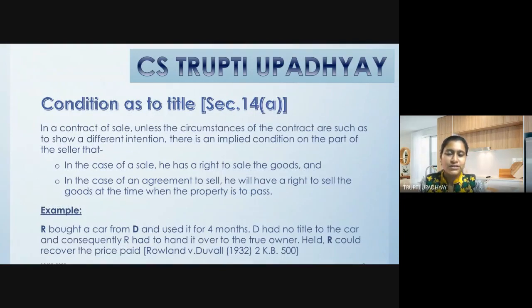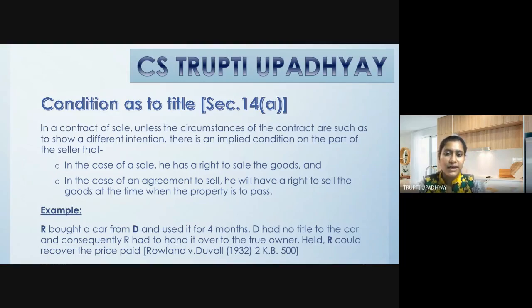Now let's understand the first condition, that is condition as to title. Title means ownership. In case of sale, the seller is the owner and the goods are specific goods and existing goods. So therefore, the seller has a right to transfer the ownership from the first day. And in case of agreement to sell, the subject matter of the agreement to sell are future goods and contingent goods. So obviously, these goods first need to be acquired or manufactured by the seller himself. Then only he will be able to pass the property or pass the ownership of the goods.